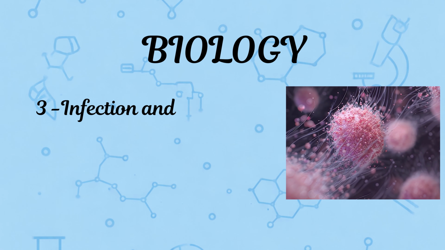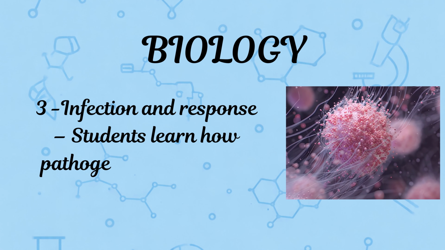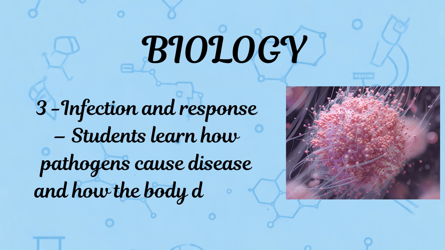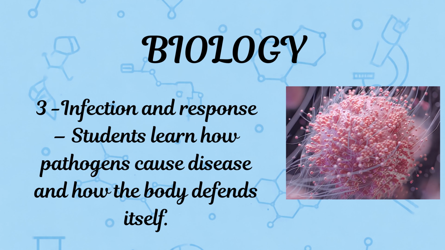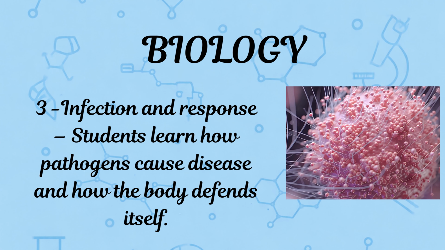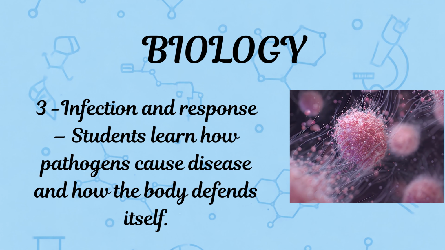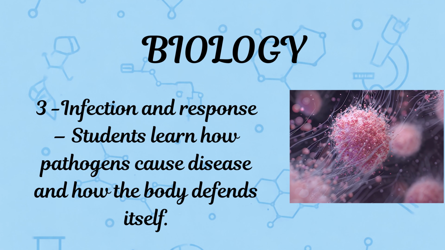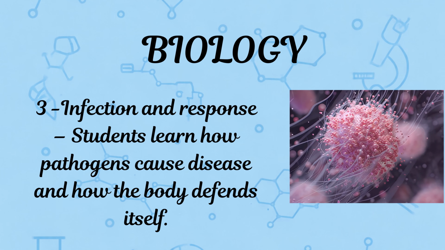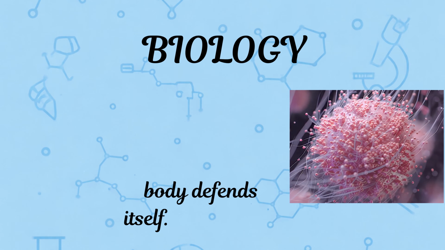Okay, part three, infection and response. So students learn how pathogens cause disease and how the body defends itself. This is where you're going to need to know about your white blood cells and the three ways that they destroy pathogens. You're going to need to know about specific diseases like HIV, like gonorrhea, like tobacco mosaic virus, like rose black spot. You're going to need to know about malaria. You're going to need to know what a pathogen is and that there are bacteria, fungi, viruses, and protists as the four types of pathogens.